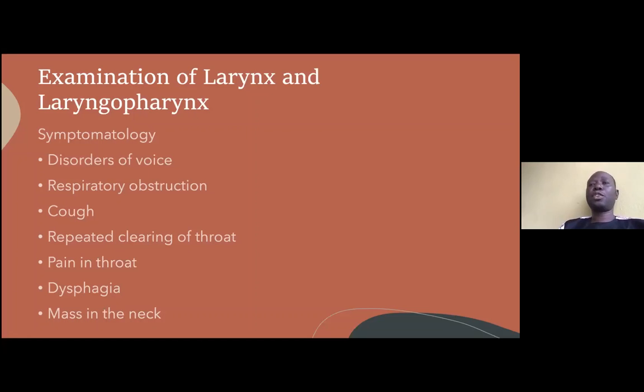There could be pain in the throat or difficulty in swallowing. Usually, if there's a mass in the larynx, it can lead to a bulge in the esophagus, leading to narrowing of the esophagus, and it can lead to difficulty in swallowing. You could also palpate a mass in the neck, or even the anterior neck, that's the trachea.